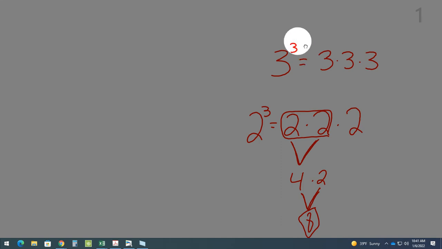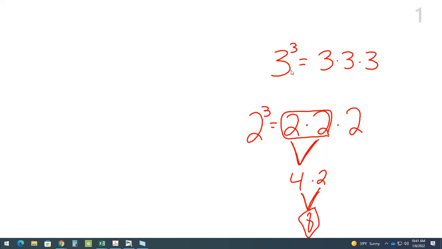This is the exponent, and it tells you to write this number 3 times: 1, 2, 3, and multiply it to itself. That's what the little 3 tells you. Multiply it to itself 3 times. To itself, not to each other. Okay? So 3 times 3 would be 9, and 9 times 3 would be 27.